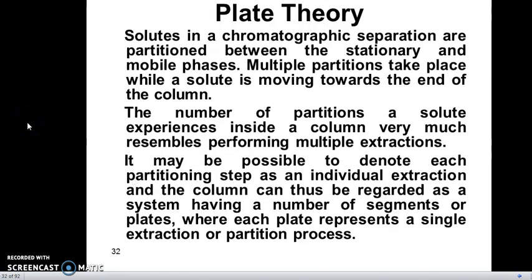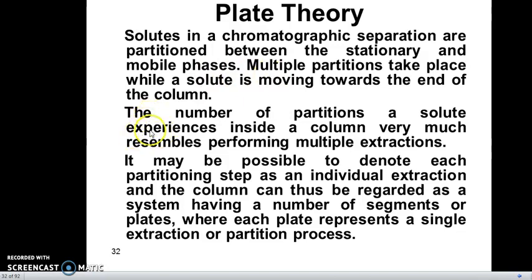Now what is the plate theory? What is a plate? The plate is a part of the stationary phase, and in that stationary phase there are slices. There are a lot of small plates designed in the stationary phase, and the solutes in chromatographic separations percolate in between the stationary phase and the mobile phase. Multiple partitions take place while the solute is moving.